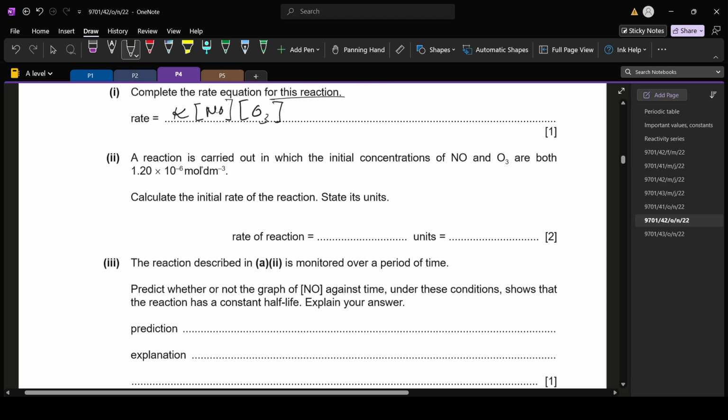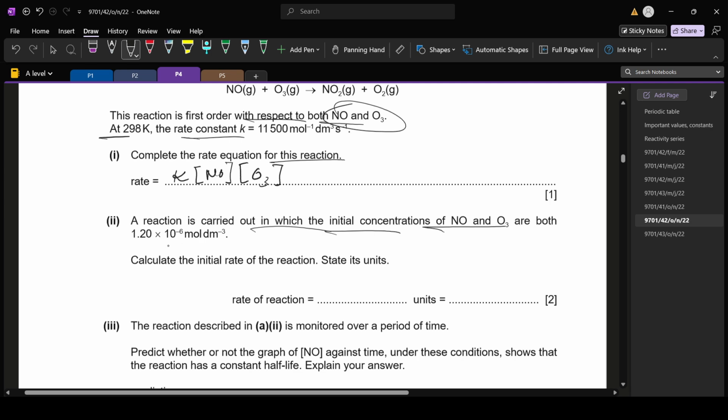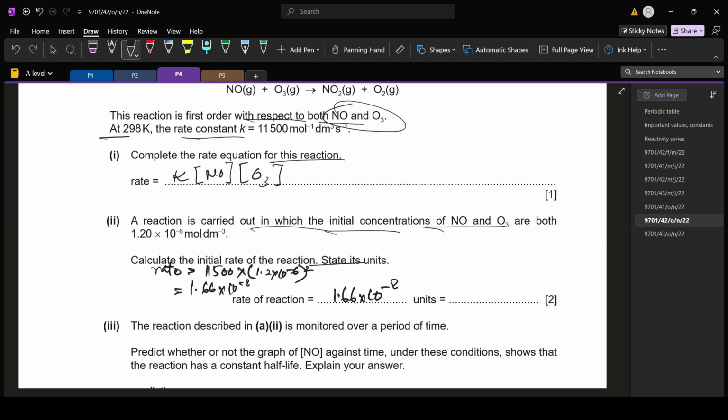Now moving towards the next part. A reaction is carried out in which the initial concentrations of nitrogen monoxide and ozone are both 1.2 into 10 to the power minus 6. Calculate the initial rate of this reaction. So initial rate is going to be k, which is given to you as 11,500, multiplied by 1.2 into 10 to the power minus 6, squared. Okay, square. So this becomes 1.66 into 10 to the power negative 8.